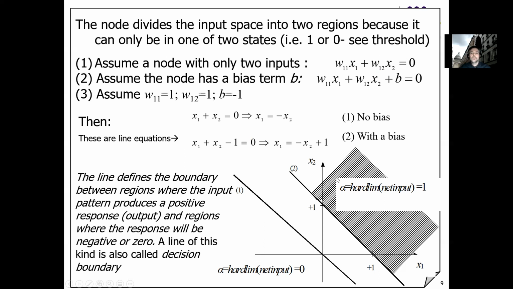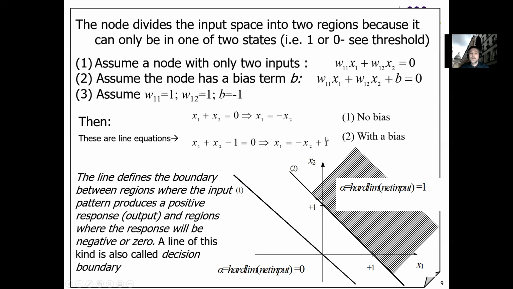And to illustrate how this works, let's assume that we have values which are equal to 1 for the weights and the bias is -1. Then in the first case, the equation becomes x1 equals minus x2 when there is no bias. And if there is a bias, x1 equals minus x2 plus 1. This is for the case when we have a bias.